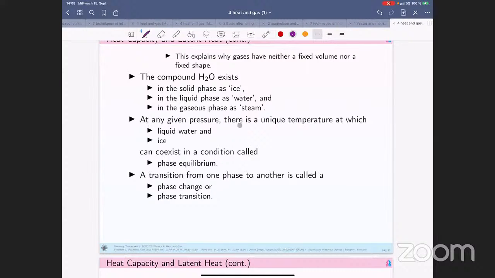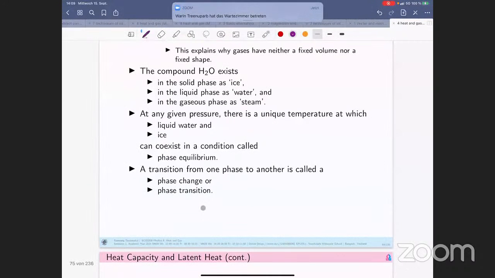At any given pressure, there is a unique temperature at which liquid water and ice can coexist in a condition called phase equilibrium. The transition from one phase to another is called phase change or phase transition.